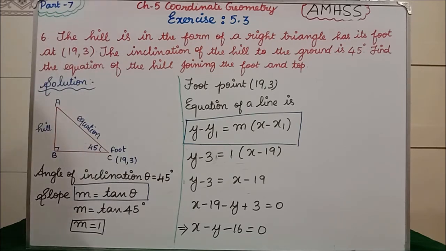Clear? So first, what they have given: angle of inclination theta is equal to 45 degrees. I have told you many times, if they give an angle, immediately you have to think slope m is equal to tan theta. m equals tan 45 degrees. According to your table, tan 45 degrees value is 1. So m is equal to 1.